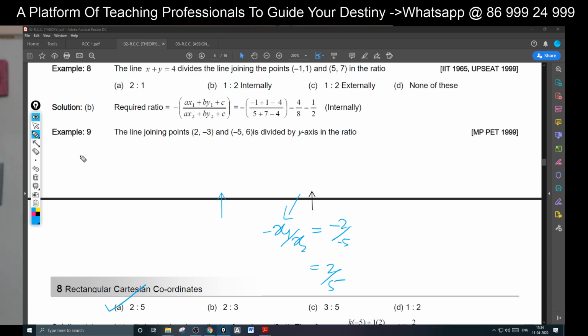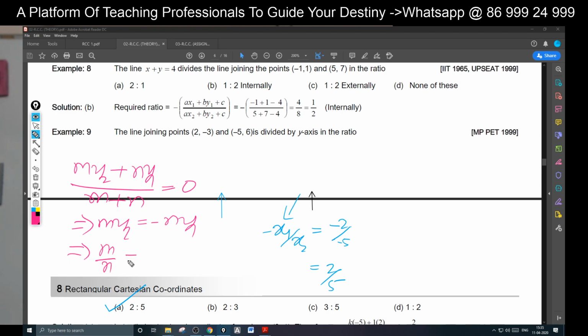On the x-axis, which coordinate is 0? The y coordinate is 0. So what is the formula? My2 plus ny1 by m plus n must be 0. Common sense. You don't have to take it as a formula. It is common sense. So what is it that you get? My2 is equal to minus ny1. Finally, m by n is equal to minus y1 divided by y2. This is the formula.